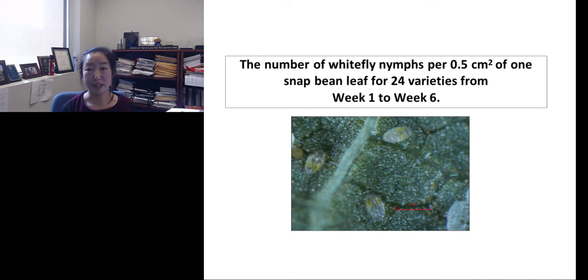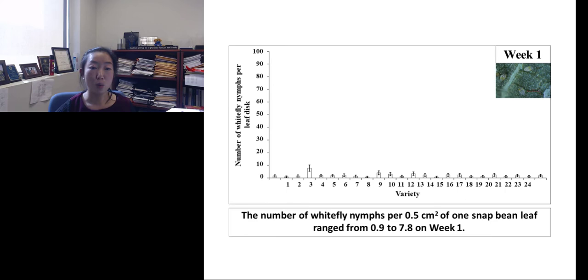We found a significant interaction between the variety and the week, and also found significant differences in the whitefly nymph numbers among the varieties and among the weeks. So we made the comparison within each week. For week one, you can see the number of whitefly nymphs per 0.5 square centimeter of one snap bean leaf ranged from 0.9 to 7.8. It's pretty low. You cannot see a significant difference among most of the varieties.